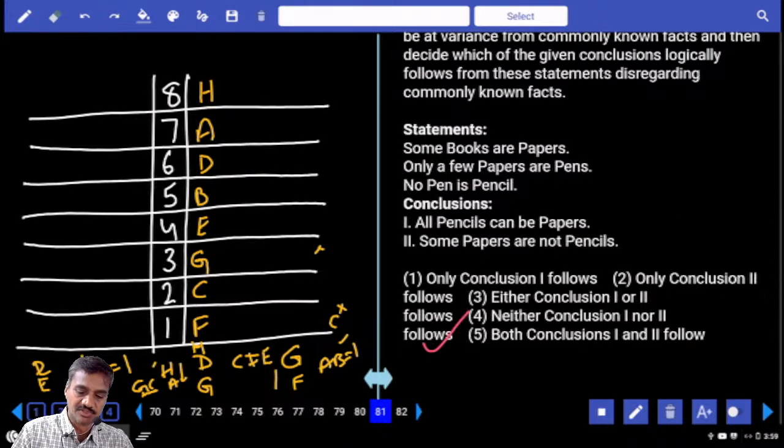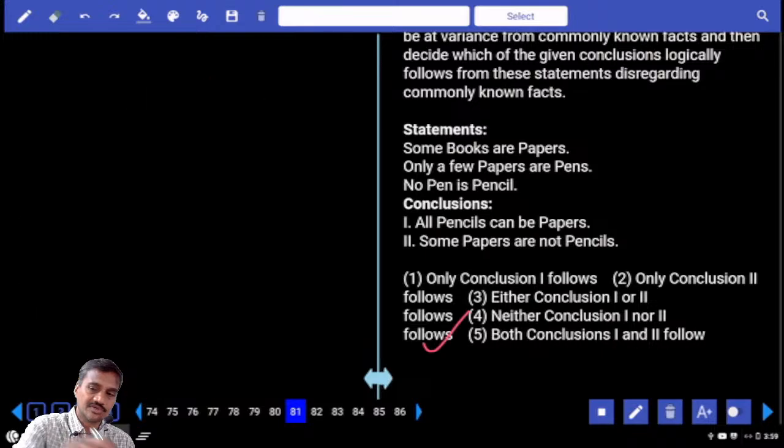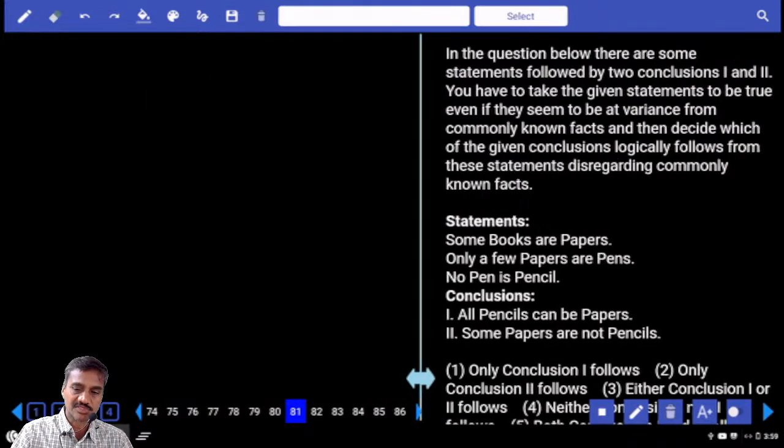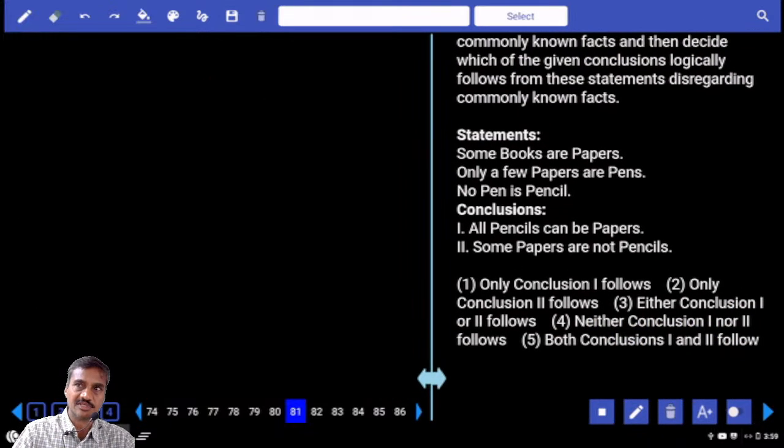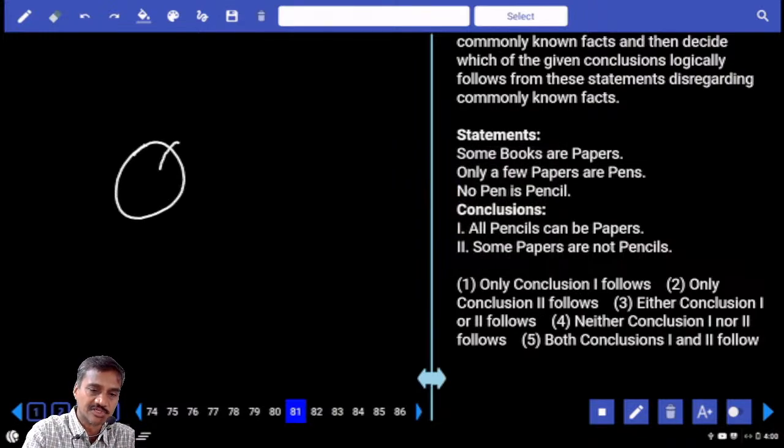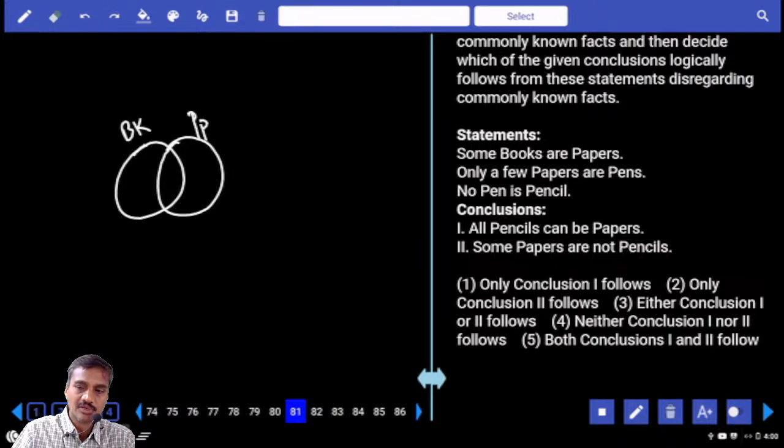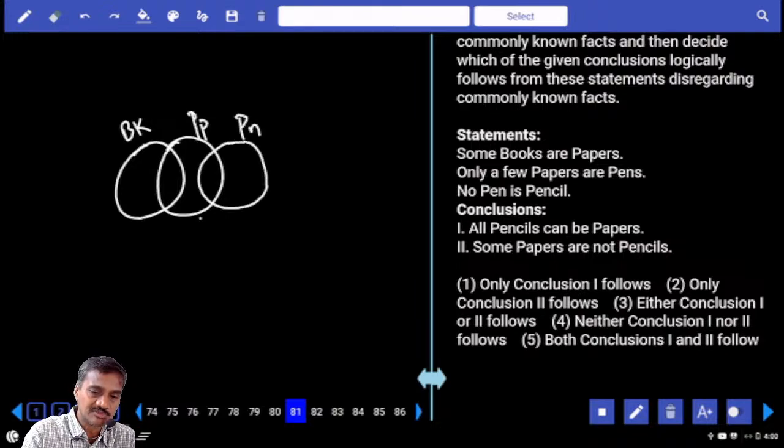Then 81 onwards. Here in this 81 onwards, some books are papers. Some of the books or papers can be written as, some books are papers. Now these are the books that are papers. Some books are papers and only a few papers are pens. Only some of the papers are pens but not all. That means all these papers cannot be a part of this pen. And no pen is a pencil. No intersection between pen and pencil.